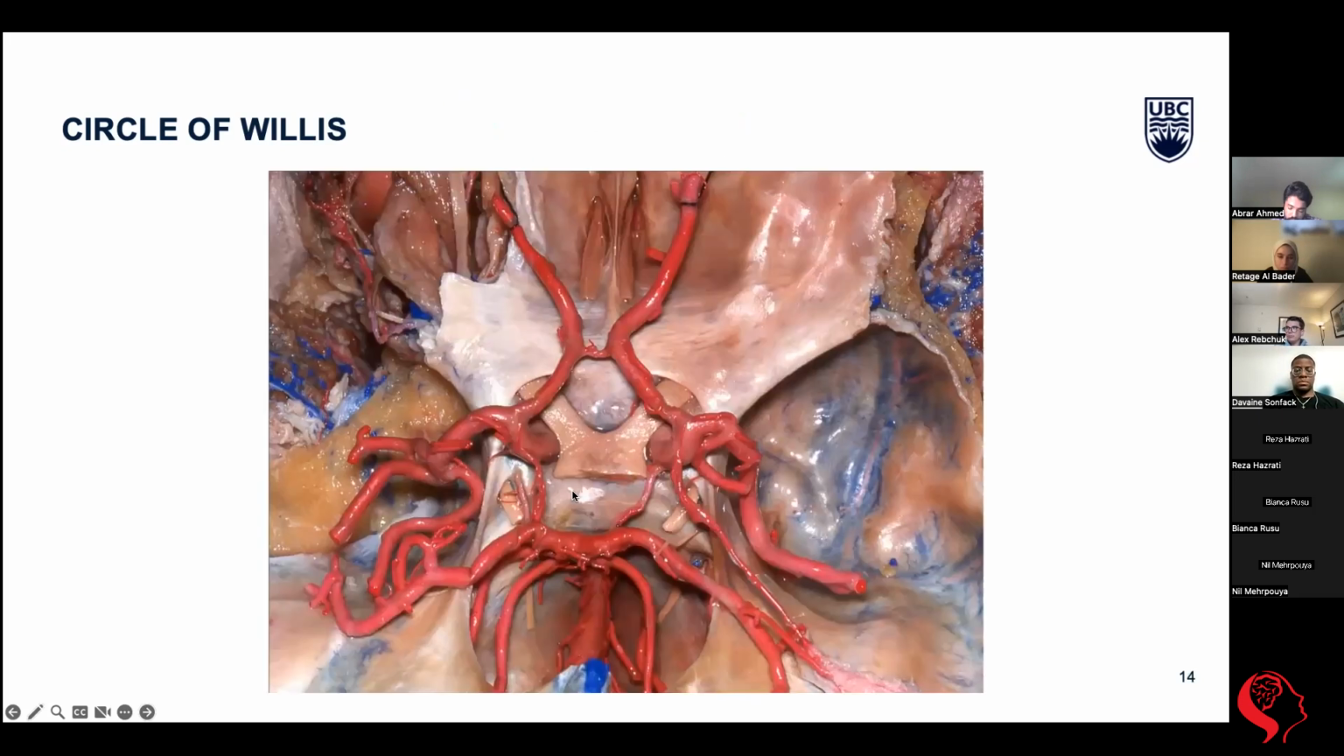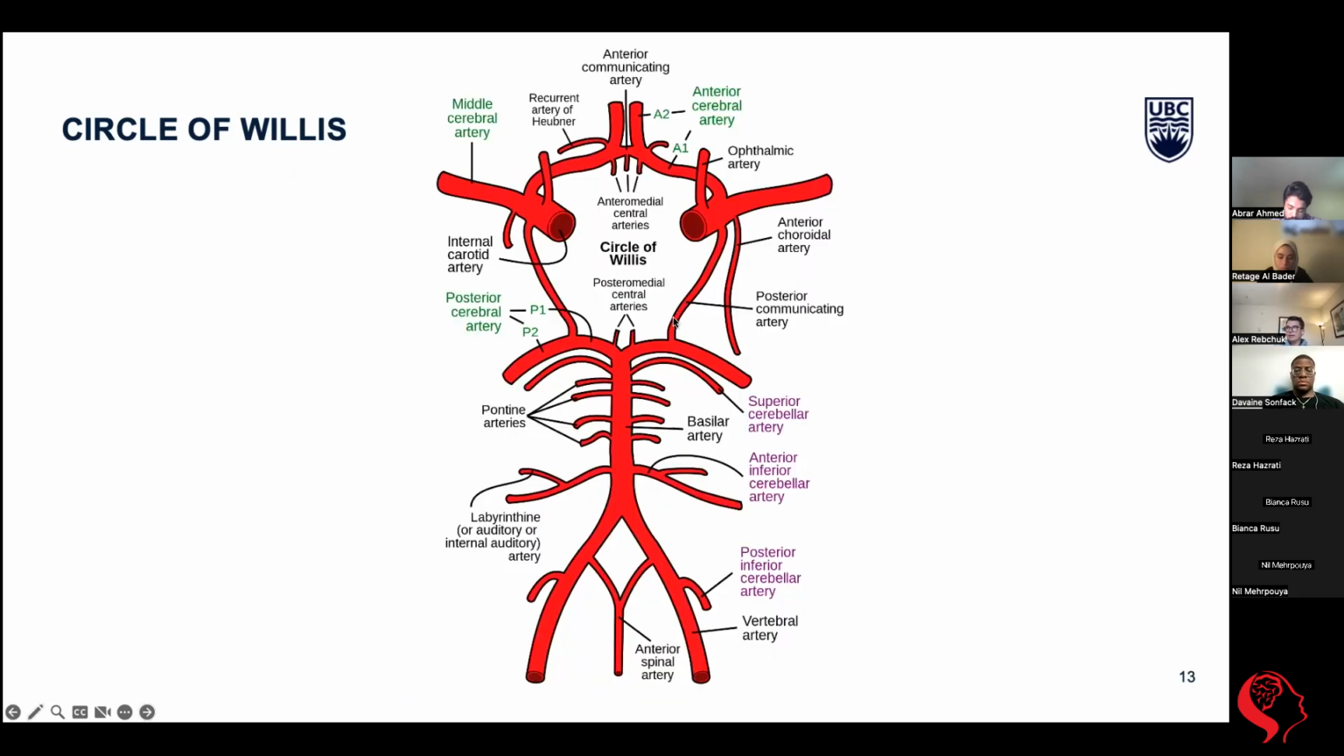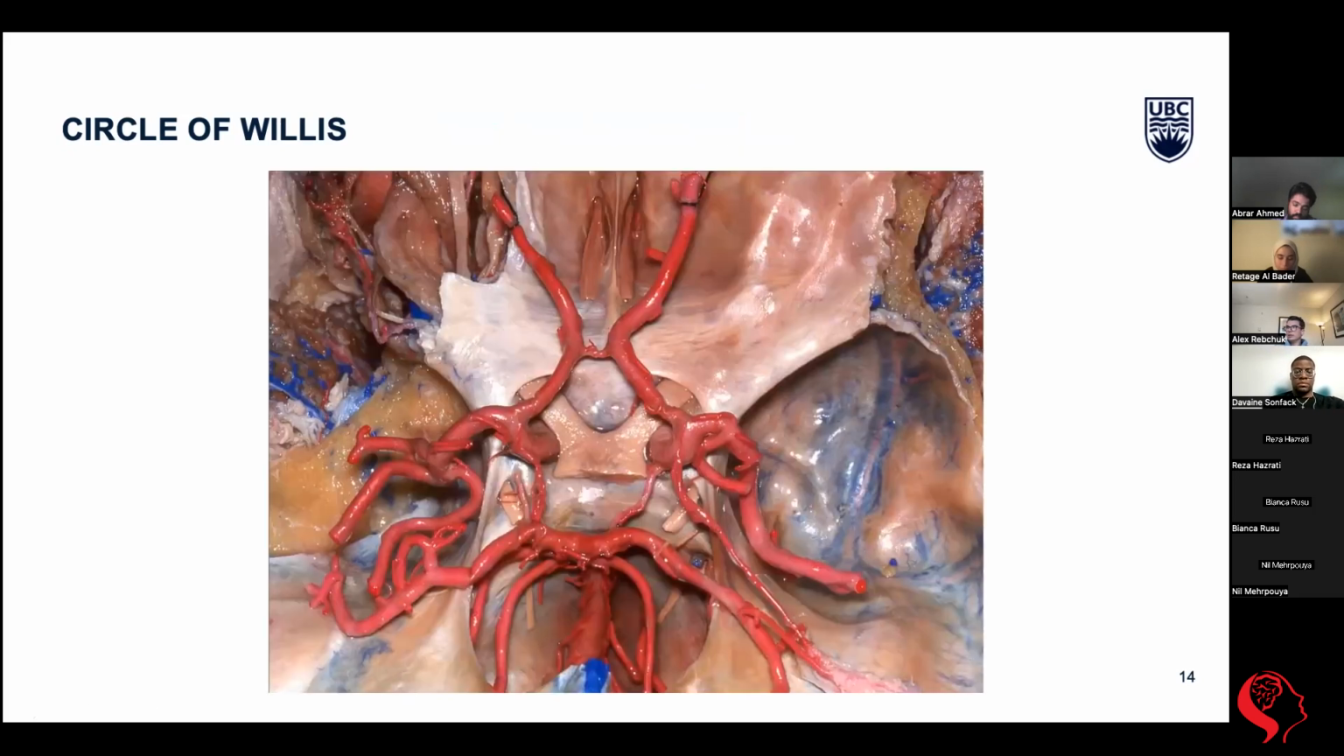So this is a classic diagram. It doesn't really look much like this in vivo, but this gives you an understanding of all the connections. And there's a lot of variance to this that you'll learn over time, but being able to reproduce this diagram as a fourth year medical student would certainly be expected knowledge.